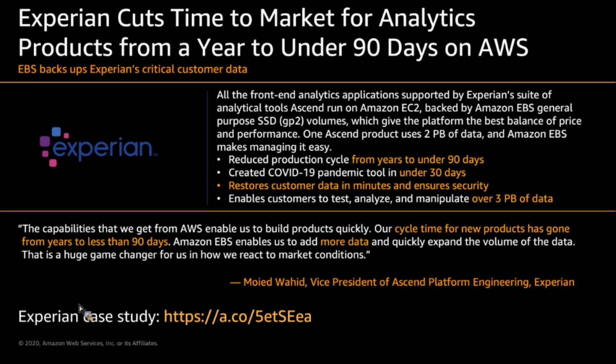Experian uses GP2 SSD-based volumes for their largest workload servicing their customers. In addition to that, they have utilized Fast Snapshot Restore for lots of volumes to quickly restore the data for testing and dev purposes or for disaster recovery purposes. So this has increased their time to market and agility by multiple times, and productivity has increased a lot. This is the utilization of SSD volumes in combination with the Fast Snapshot Restore, or FSR, feature.